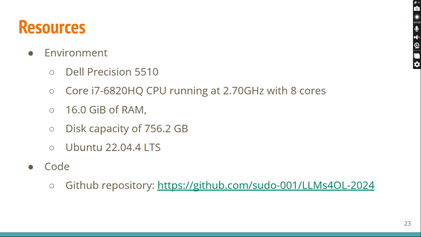All this work was done using a low-power environment as described here, and the reproducible code is available on this GitHub repository.